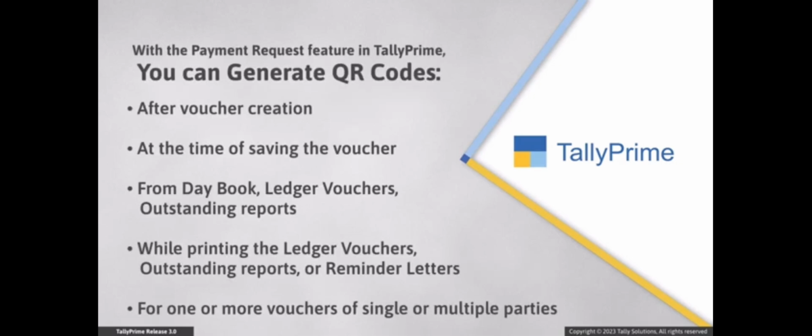You can easily do it from within Tally Prime after the voucher creation, at the time of saving the voucher, from daybook, ledger voucher reports, or outstanding reports, as per your preference. Furthermore, you can generate QR codes while printing the ledger voucher, outstanding reports, or reminder letters. You can also print, export, or email vouchers and reports with QR code if needed.